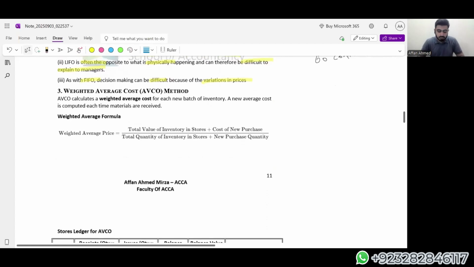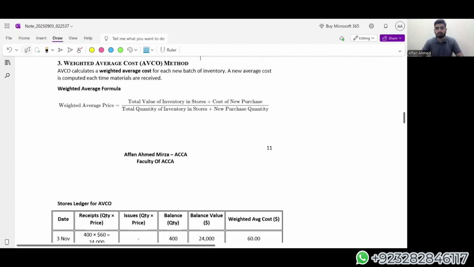Now moving on to weighted average cost. What weighted average cost basically says is that we are having an average cost of investment. Here we are simplifying everything for our managers. What we are doing is transforming the cost and spreading it equally among all the inventory. So the formula says that the total value of inventory that's already present plus the cost of the new purchase, divided by the total quantity, that means existing and the new one. So total cost divided by total number of units gives you an average cost.